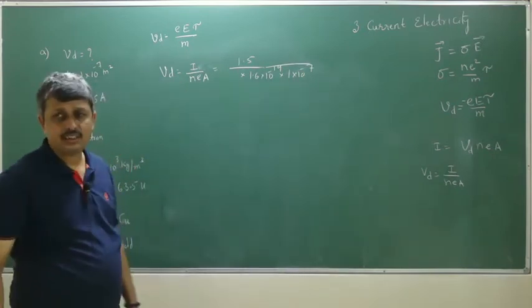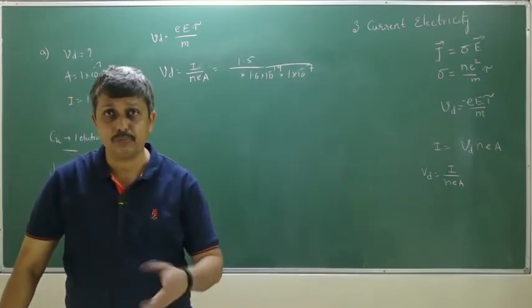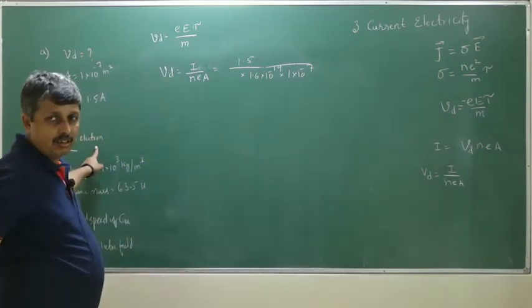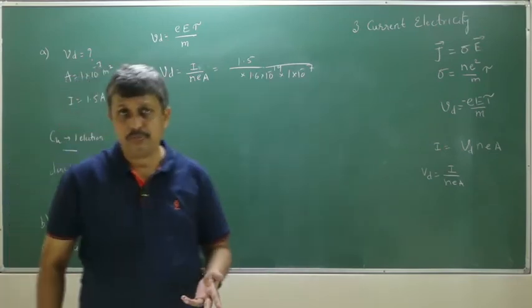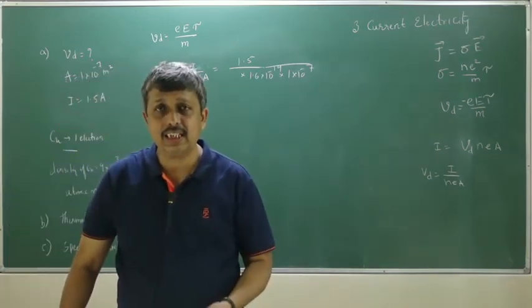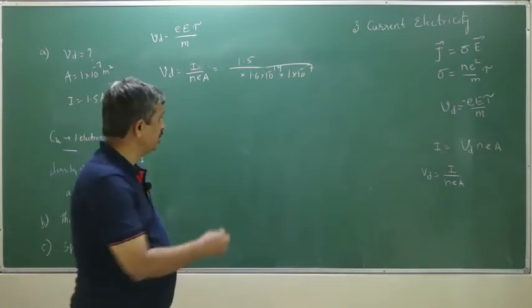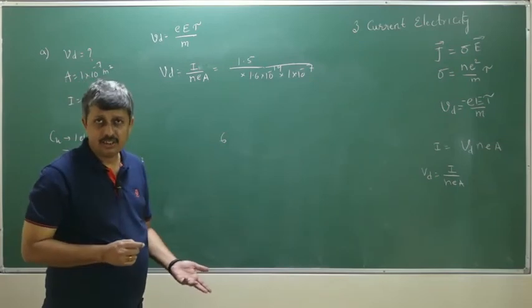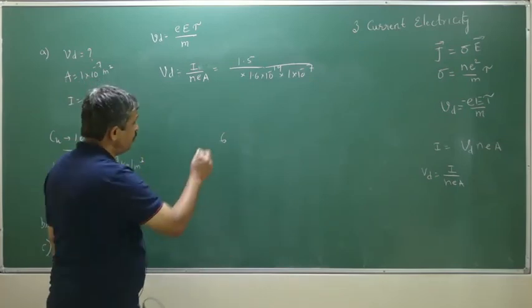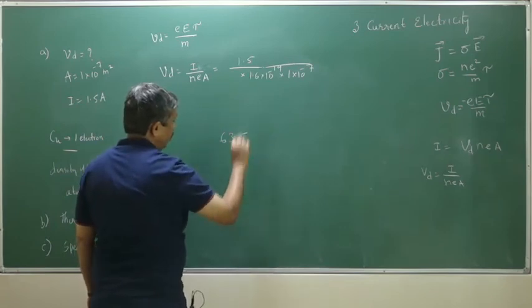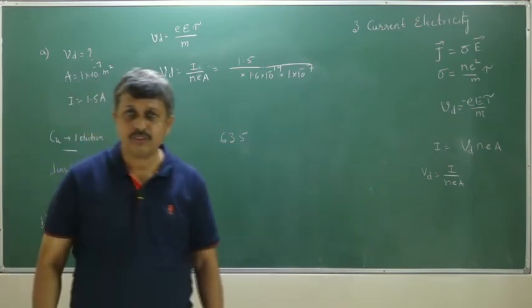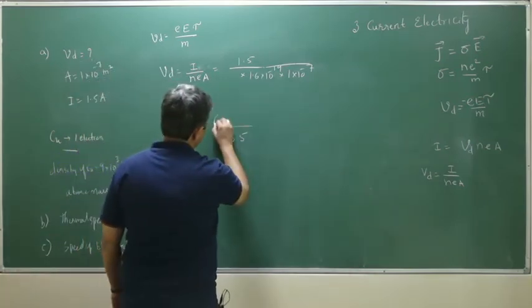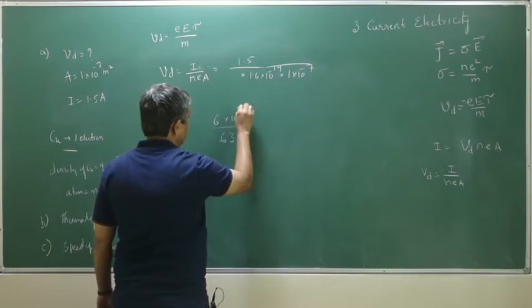What is n? How do we find out n? Number of electrons per unit volume. Number of atoms per unit volume is the same as number of electrons because one atom has one electron. How do you figure that out? They have given us the density, so from there we can go. 63.5 grams would give you how many atoms? Avogadro number, let us say 6 into 10 power 23.